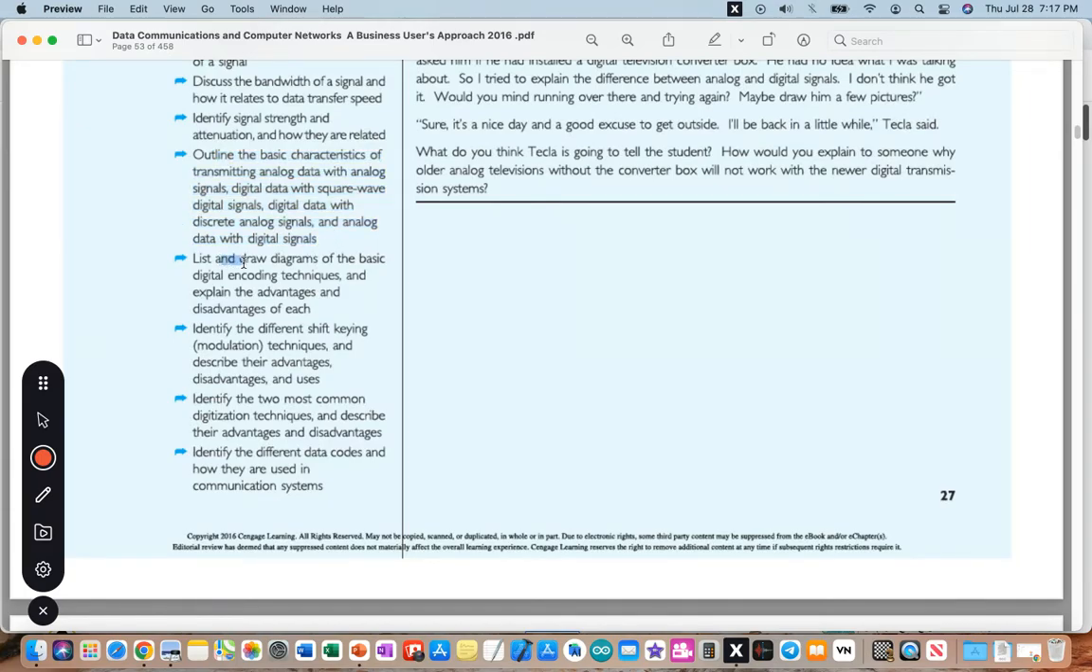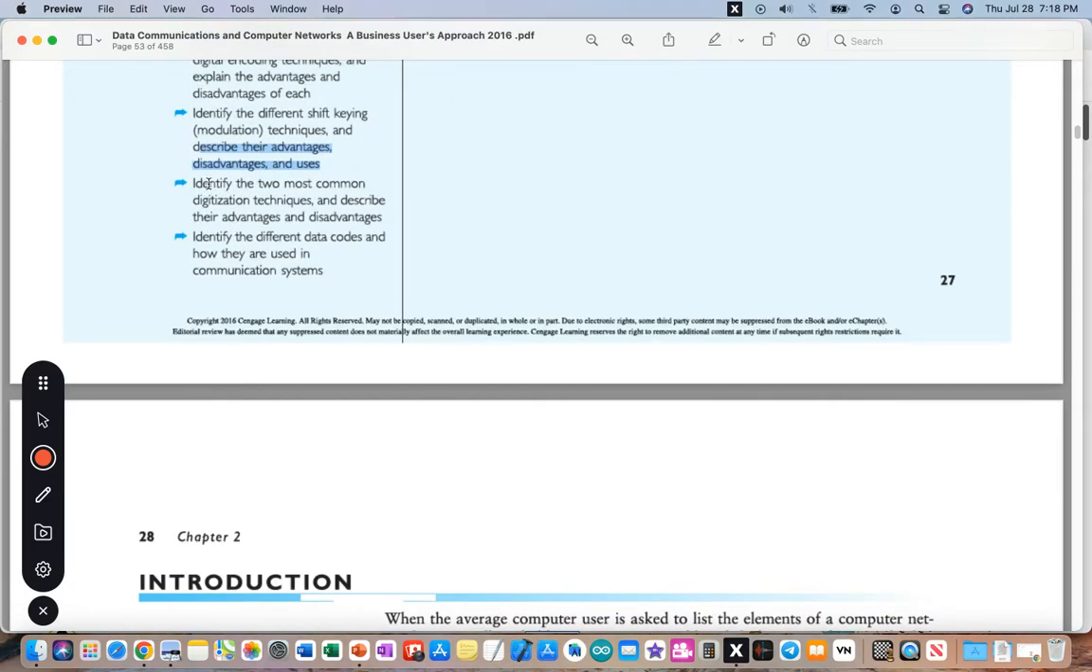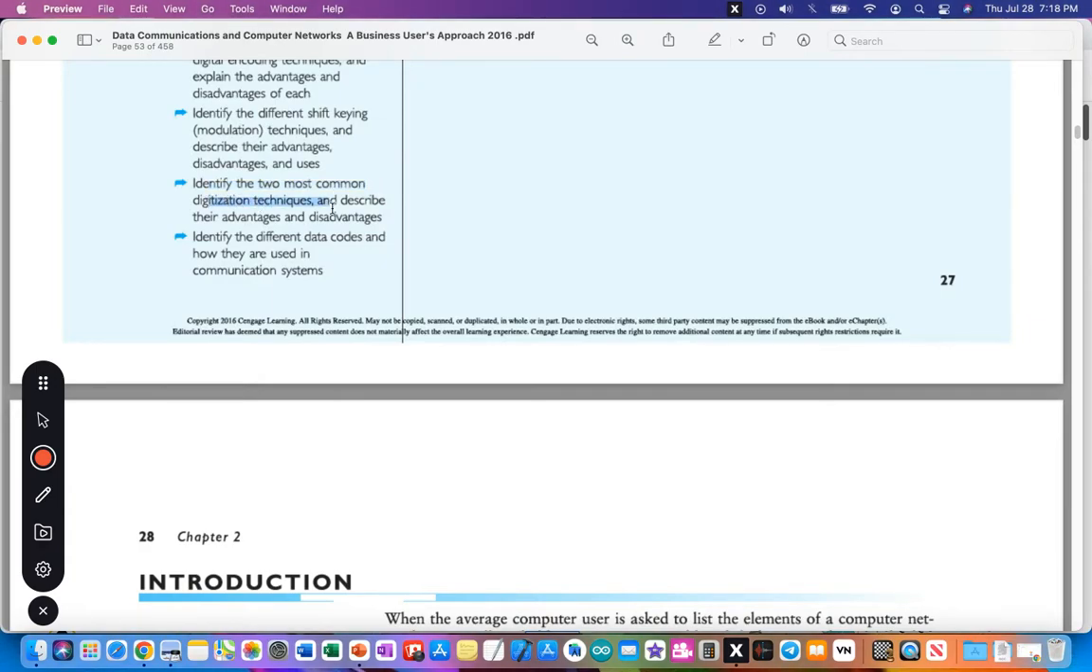List and draw diagrams of the basic digital encoding techniques and explain the advantages and disadvantages of each. Identify the different shift keying modulation techniques, PSK, ASK, and so on, and describe their advantages, disadvantages and uses. Identify the two most common digitization techniques and describe their advantages and disadvantages. Identify the different data codes and how they are used in communication systems.